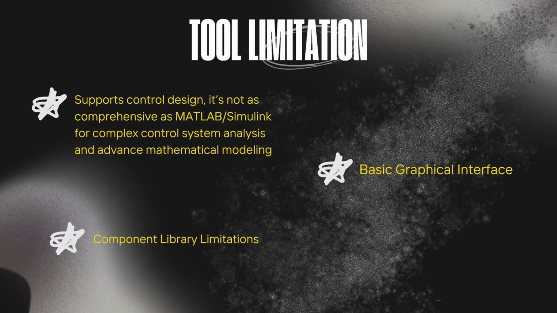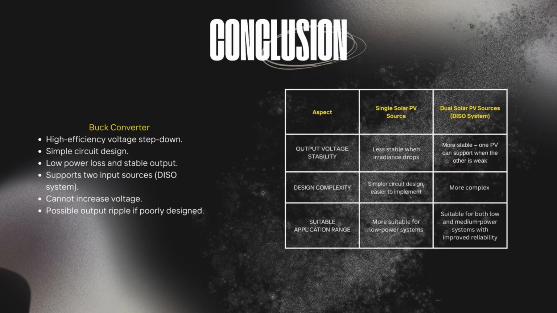For the limitations, first, the control design support is not as comprehensive as MATLAB and Simulink for complex control system analysis and advanced mathematical modeling. The second one is component library limitations, and the last one is a basic graphical interface. So for the conclusion, the buck converter has high efficiency voltage step down, simple circuit design, low power losses and stable output, and it also supports two input sources for the DISO system. But it cannot increase voltage, and there is possible output ripple if poorly designed.